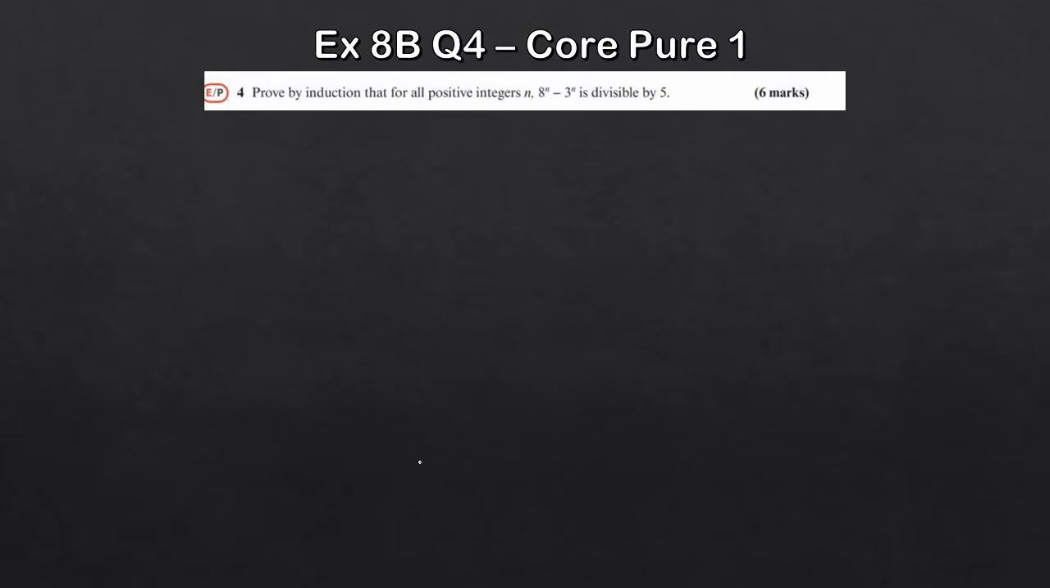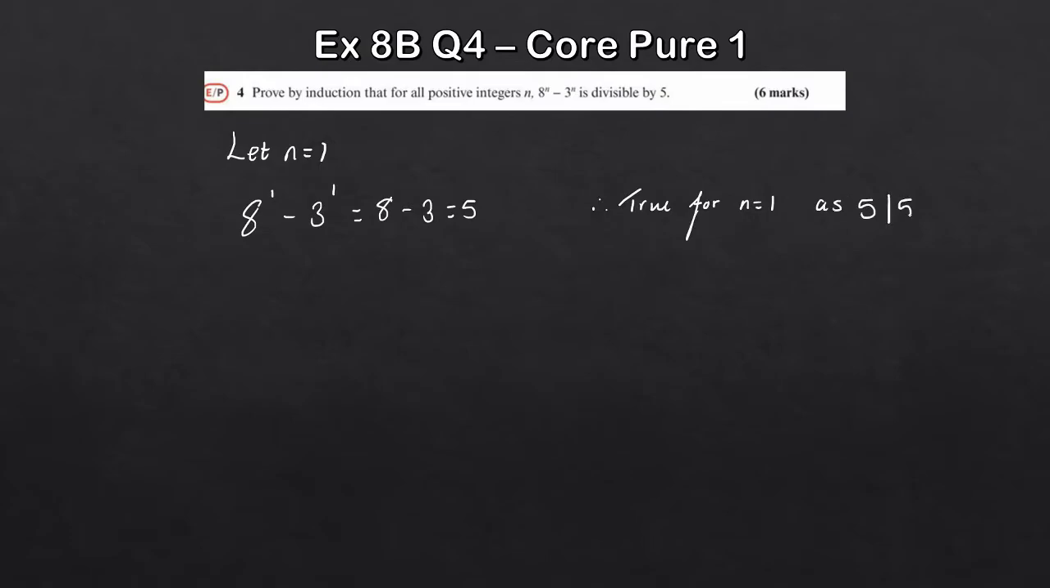The first thing we do is we start with the base case. So we let n equal 1. Well, if n equals 1, that's 8 to the power of 1 minus 3 to the power of 1, which is just 8 minus 3, which is equal to 5, and obviously 5 is divisible by 5. So therefore it's true for n equals 1 as 5 is divisible by 5.